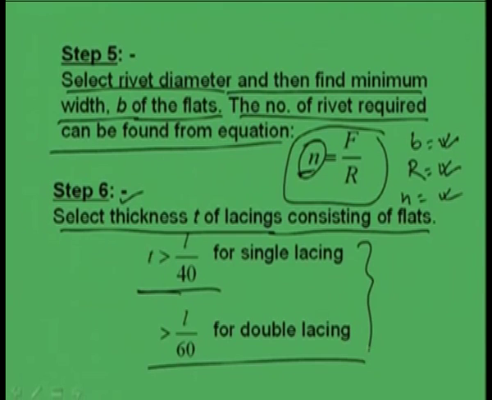So, the thickness of the lacing has also been found. Thickness of the lacing found, width of the lacing found, number of rivets found. Earlier we found the length and the spacing of the lacing system, and of course the angle of inclination has already been decided, and whether it is single lacing or double lacing has also been decided first.